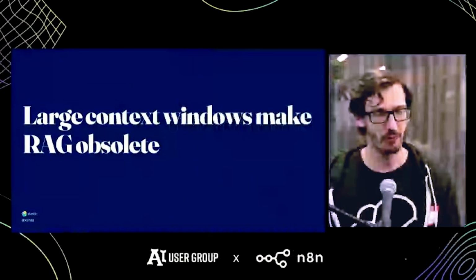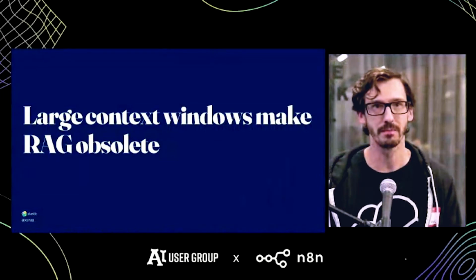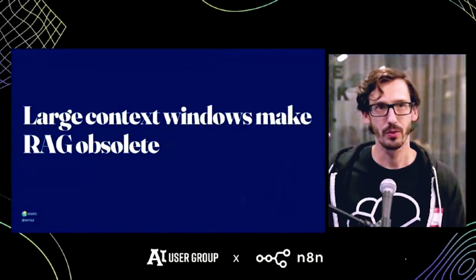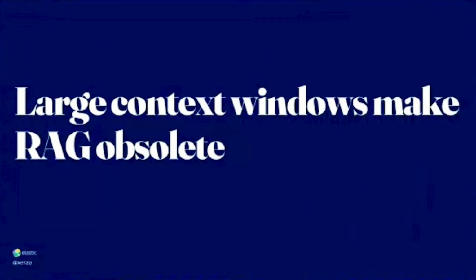Another point that we see quite often is that large context windows make RAG obsolete. Who believes that? Okay, nobody dares to raise their hand anymore. If nobody raises their hand, why? What's the definition of large? Well, larger than what we could have in the input tokens 6 or 12 months ago.